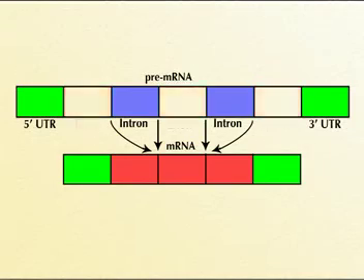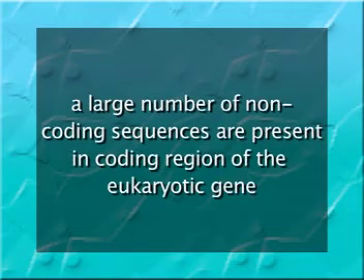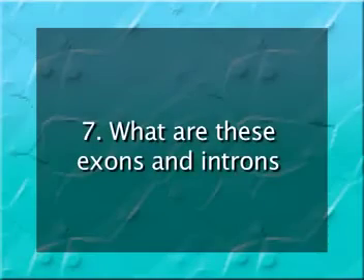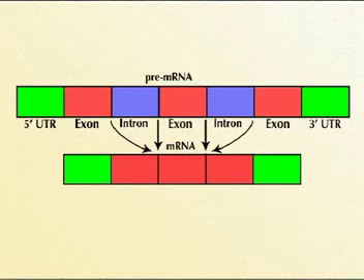Eukaryotic genes are much more complex as compared to prokaryotic genes. Accompanying the exons, a large number of non-coding sequences are present in the coding region of the eukaryotic gene. These non-coding segments are known as introns and do not code for any polypeptide. Exons are sequences in the gene that are found in the functional mRNA. Exons include coding sequences but may also include non-coding sequences.